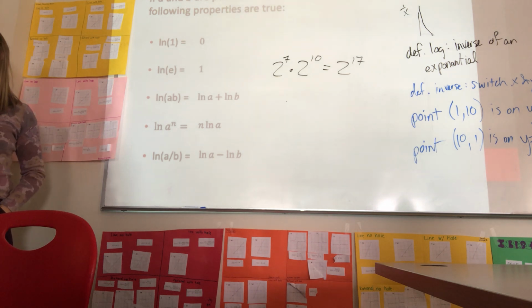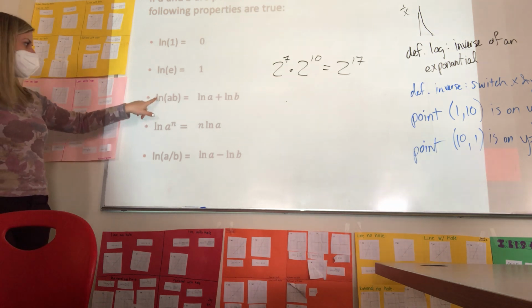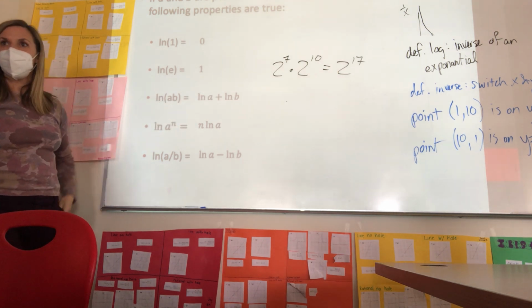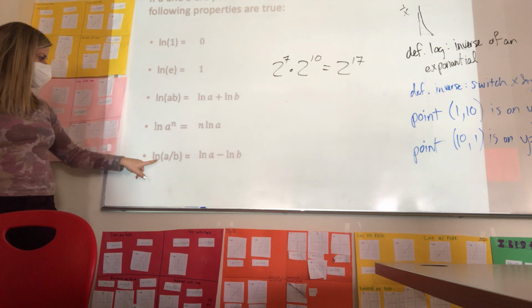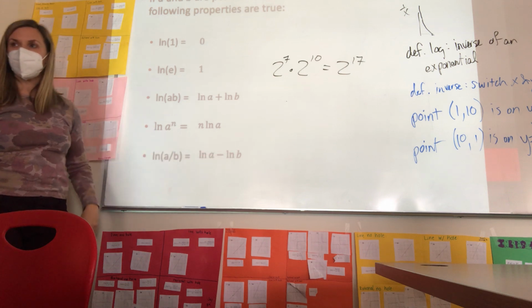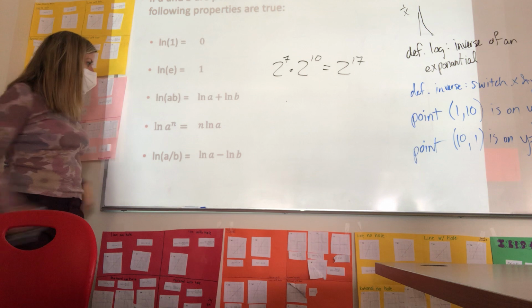Change of base, yes. Okay, so we're going to repeat in a second. Log of a product is the sum of 2 logs. Go. Log of a product is the sum of 2 logs. Okay, now you're going to repeat. Log of a quotient is the difference of 2 logs. Go. Log of a quotient is the difference of 2 logs. Okay, I don't hear you.